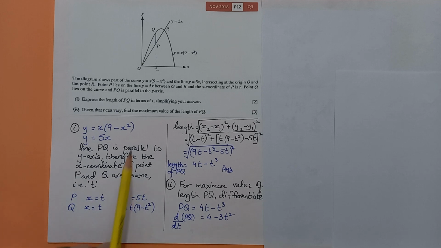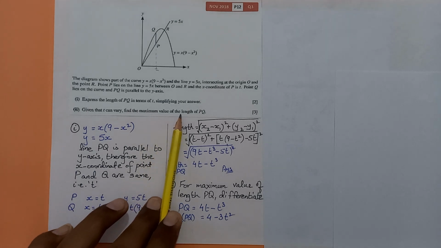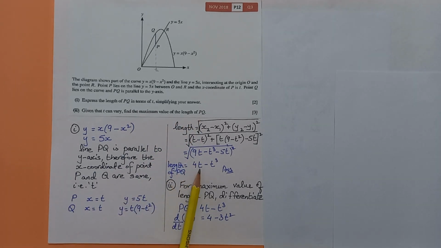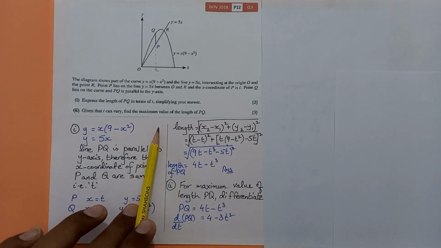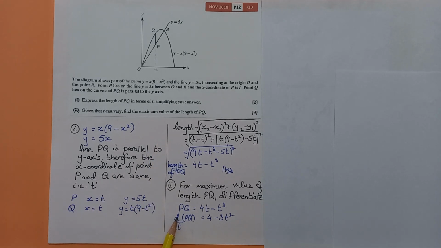According to the question, find the maximum value of the length PQ, and the length of PQ we have just found as 4t minus t cube. Just differentiate it. Differentiating 4t minus t cube gives 4 from here, and t cube gives us 3t square. Because maximum means stationary, we make this dL by dt equal to 0, and after that we can find the value of t.